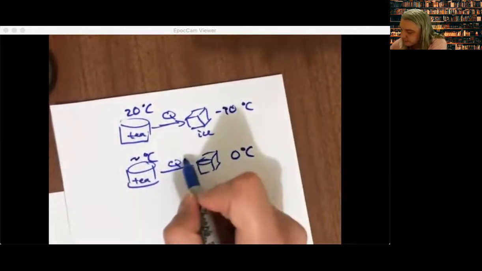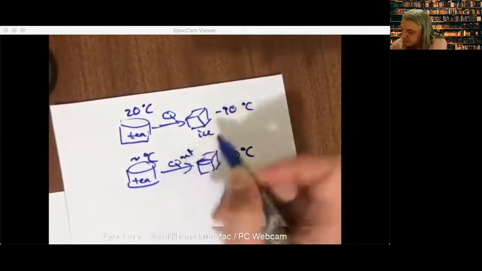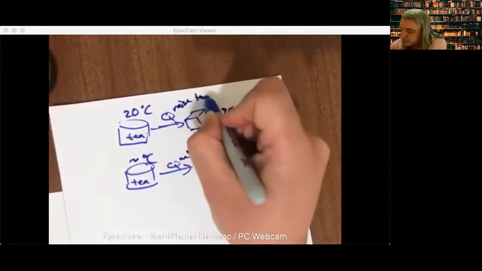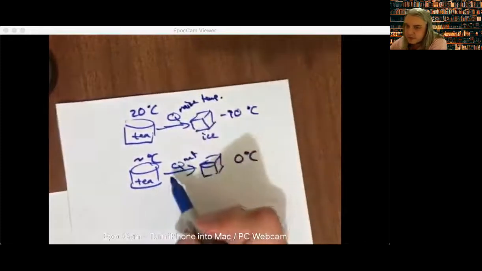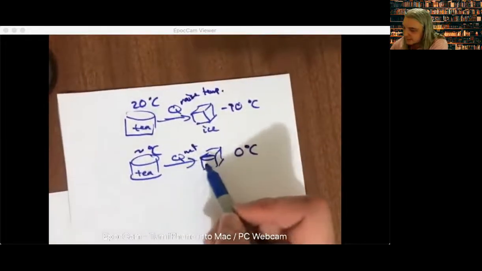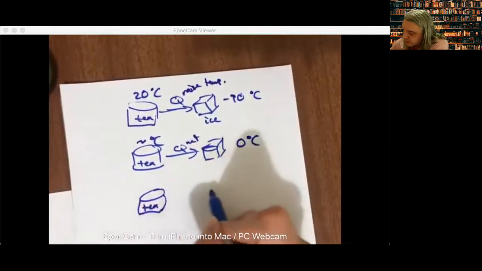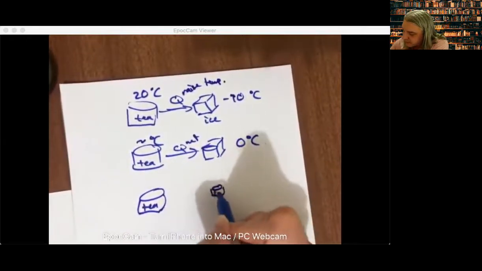And it's going to give enough Q for it to melt. So at this point, we were just giving it energy to raise the temperature, so we're giving it some sensible heat. And then we were melting it, so we're giving it some latent heat. And then after that, we've got tea as a liquid and the ice as a smaller liquid because it's now water.